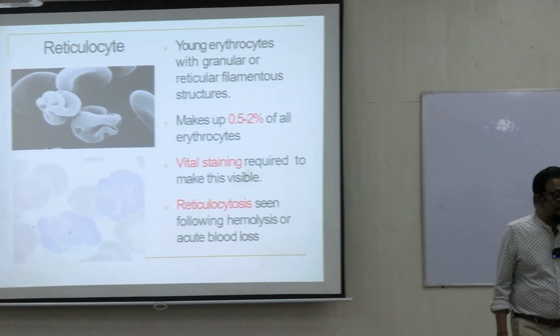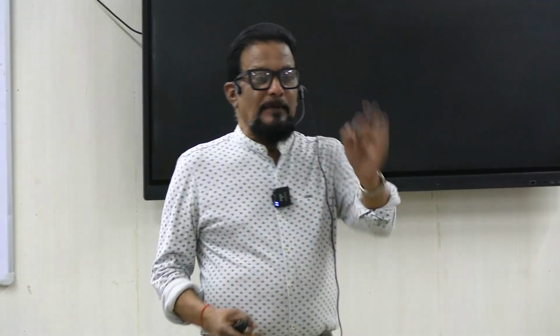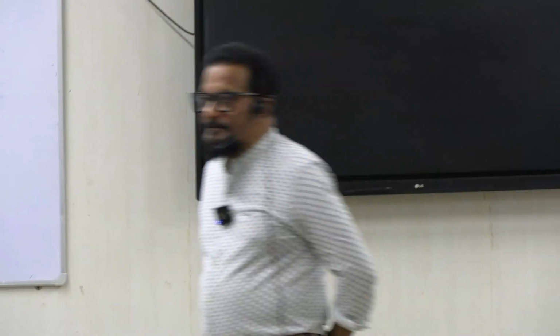What is reticulocytosis? When there is increased activity in bone marrow, demand for RBC is much more, then immature reticulocytes come into circulation. As a result, their number is increased. This is called reticulocytosis.